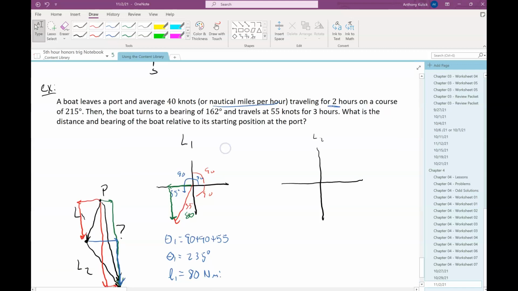Mackenzie? Well, the problem says the boat's going 40 knots for 2 hours. So 40 nautical miles per hour for 2 hours is 80 total miles. Because the question's asking how far, the distance. It's not asking what the speed is. So in the first leg, we went 80 miles. On the second leg, how far are we going to be going? So I draw leg 2.